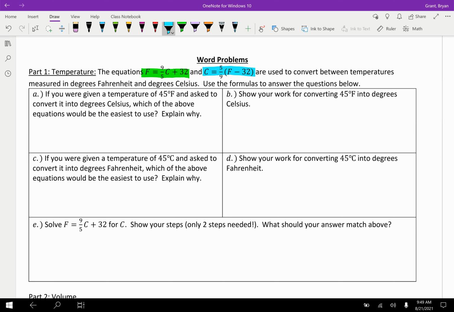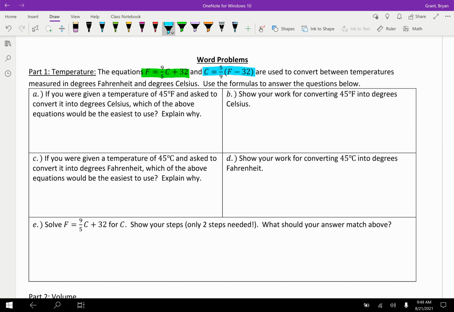However, the way that Google does it is they use these formulas that I'm presenting right here. So we're going to work a little bit with those. It's good practice to understand where numbers get plugged into formulas, and then we'll try and connect this with what we've done today. So part A. If you were given a temperature of 45 degrees Fahrenheit, and for those of you outside the U.S., 45 degrees Fahrenheit is pretty chilly. It's not quite freezing, but it's pretty close. Freezing is 32 degrees Fahrenheit. And we're asked to convert it into degrees Celsius.